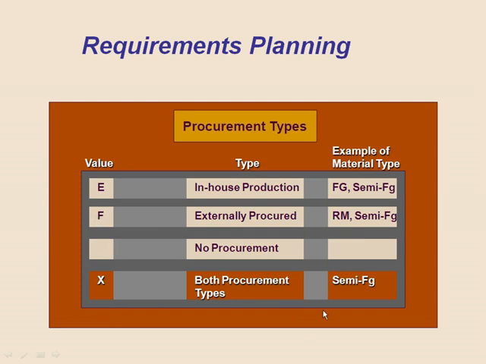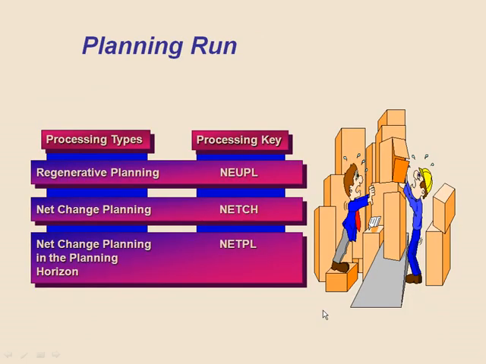Okay, so these 4 fields are required, and then there is something called a planning run. There are 3 types of planning runs possible. Planning run will tell you how you are going to plan the materials in your warehouse, in your stores, in your plant. Are you going to plan all the materials when you are planning, or only some of the materials in your plant, or are you going to plan nothing?